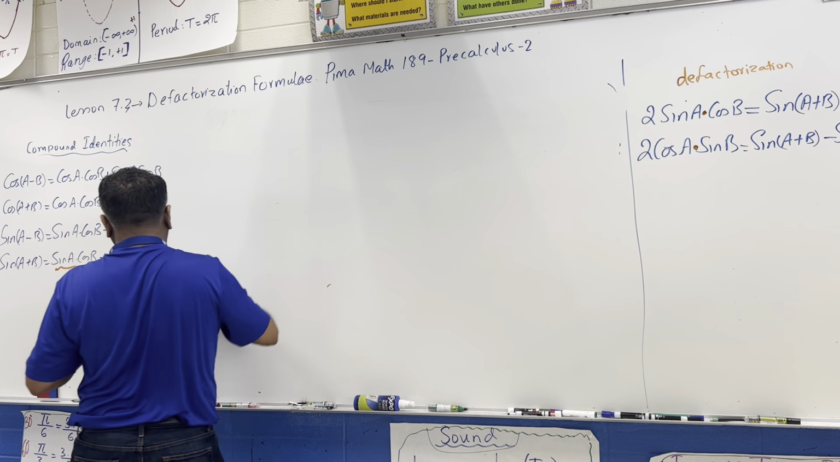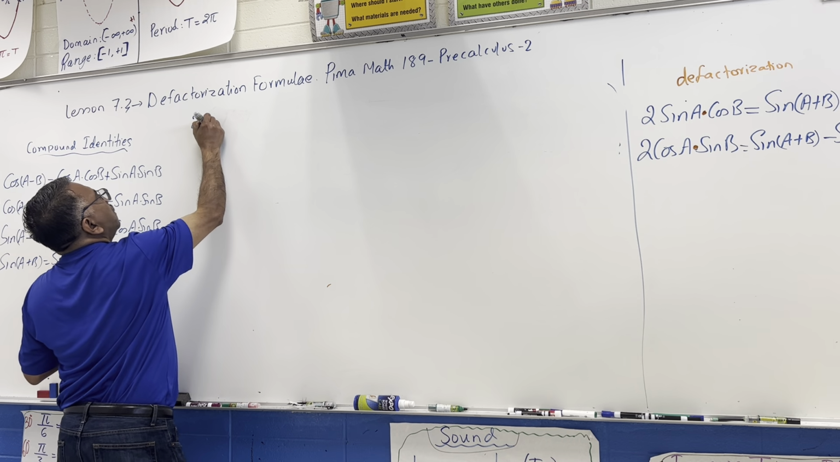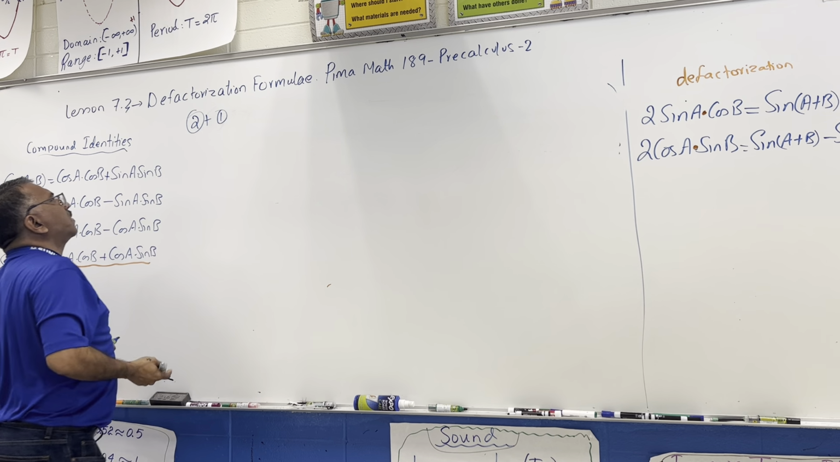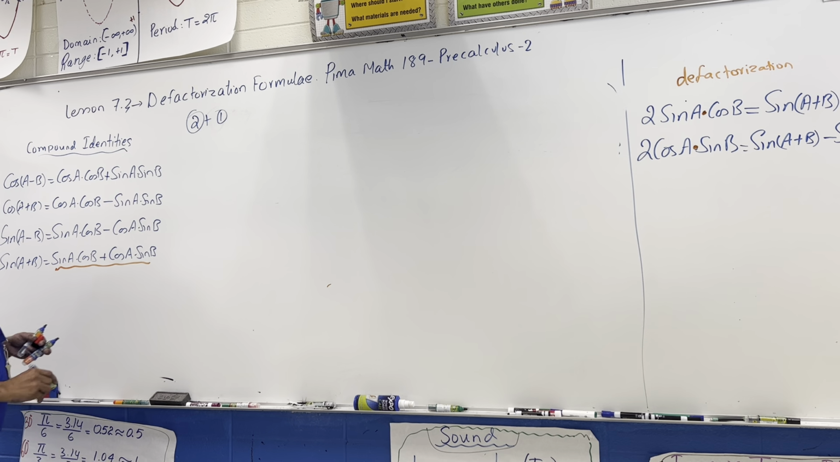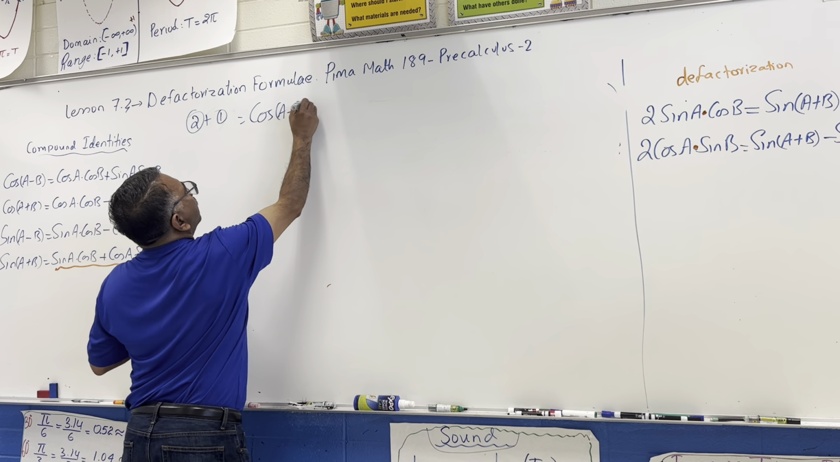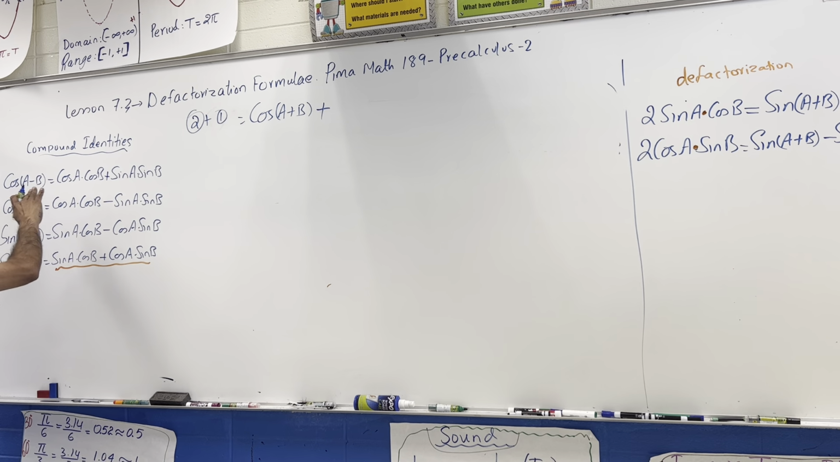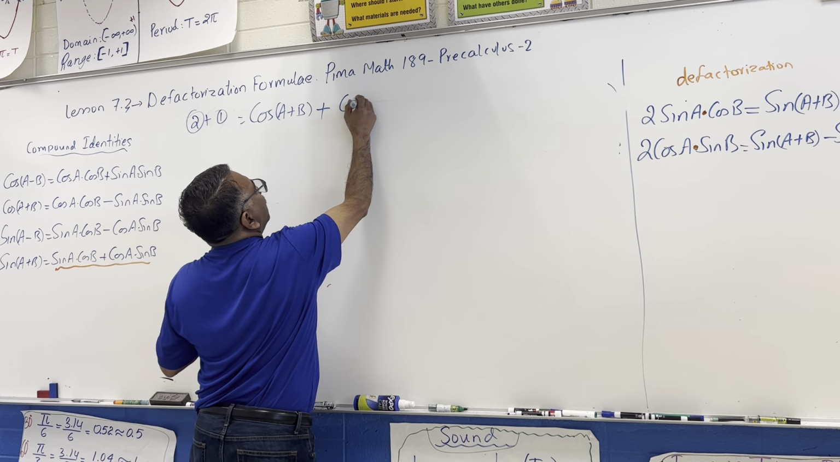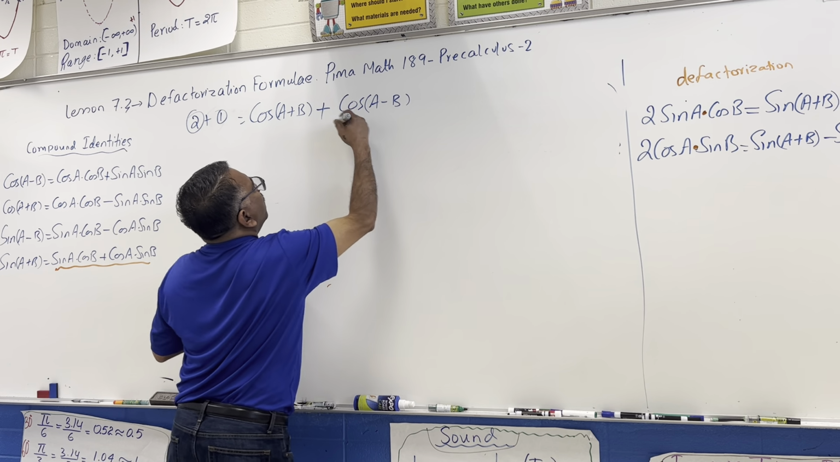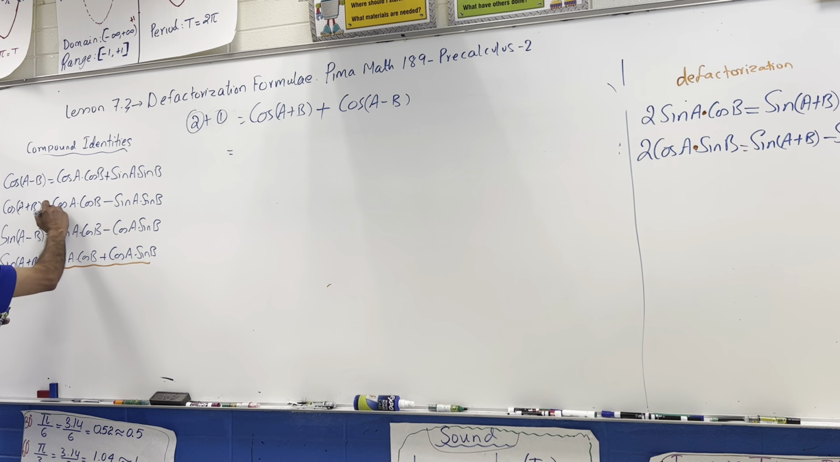So using 1 and 2, let's see cosine 2 plus 1. Now what is 2? 2 is cosine A plus B, and then plus 1 is cosine A minus B. And we'll copy paste exactly what cosine A plus B is, this whole thing.